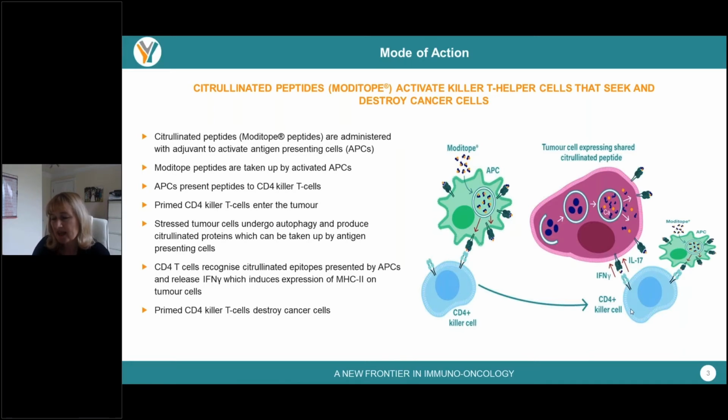That basically activates the CD4 to produce gamma interferon. The gamma interferon then can upregulate the MHC class 2 on the tumor. And as I say, the tumor all the time is making these citrullinated peptides. So they now get presented on the surface of the tumor and become targets for these CD4 cytotoxic T cells. So that's the proposed mechanism of action. Let me try and convince you with some of our data that that is indeed what's happening.